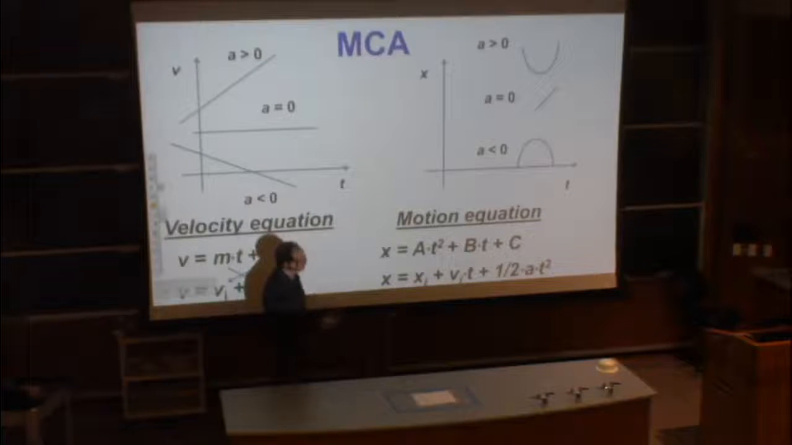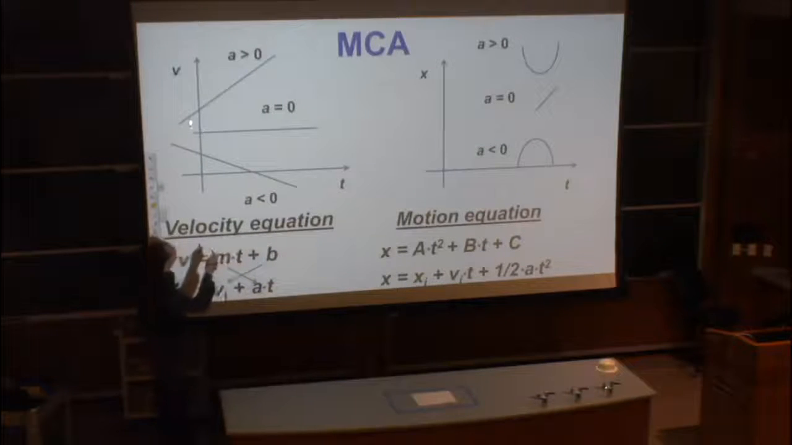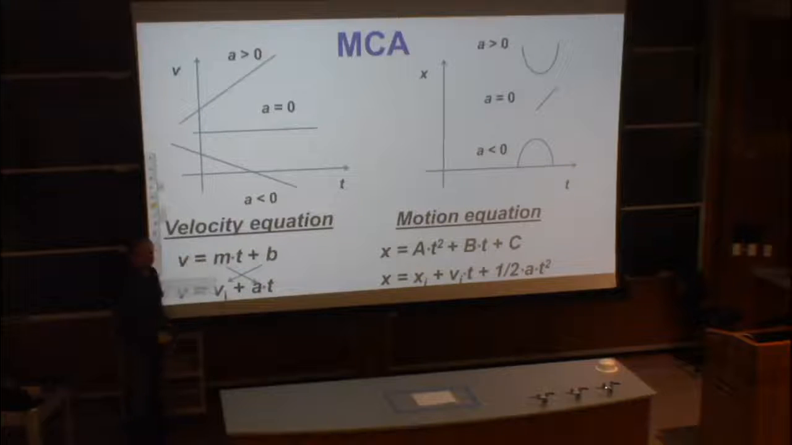When acceleration is positive, the graph looks like this for the position. When acceleration is negative, something like this. For velocity, when acceleration is positive, a straight line up. When acceleration is negative, a straight line down.